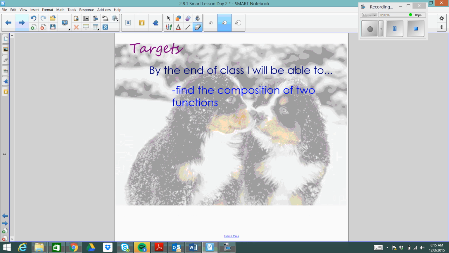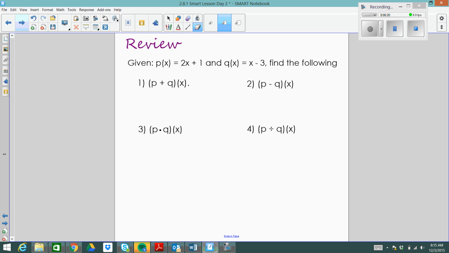Today we are going to be finding the composition of two functions. So let's do a quick review from yesterday. Yesterday we learned indicated operations of functions such as addition, subtraction, multiplication, division. So if we want to do p of x plus q of x, we're going to take p of x, which is 2x plus 1, and add it to q of x, which is x minus 3. Combine our like terms, we get 3x minus 2.